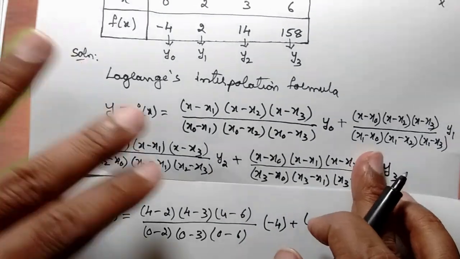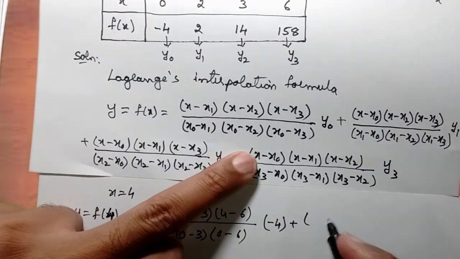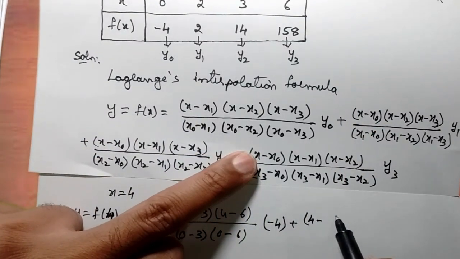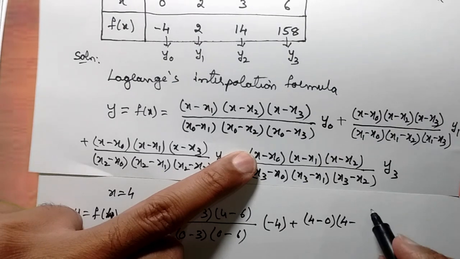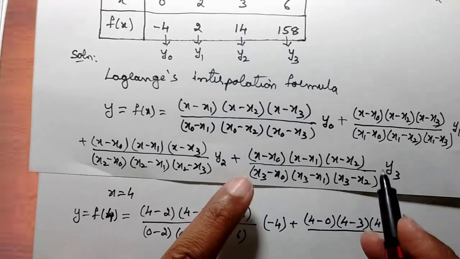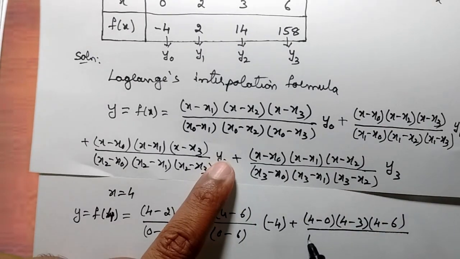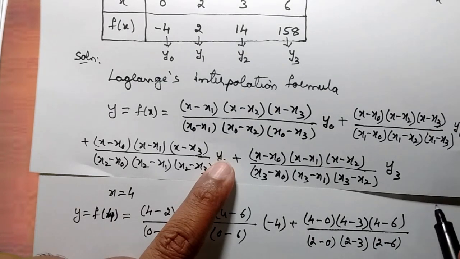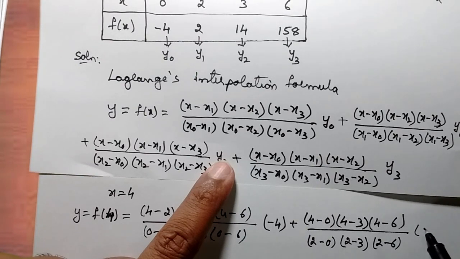Next you have x minus x naught, this value. X is 4 minus x naught is 0. X is 4 minus x2, x2 value is 3, into 4 minus x3 value, which will be 6, whole divided by. So just replace this x value by what? X1. So what is the x1 value? 2. So it will become 2 minus 0. Here 2 minus 3. Here 2 minus 6, into y1. How much is y1? Y1 is 2.